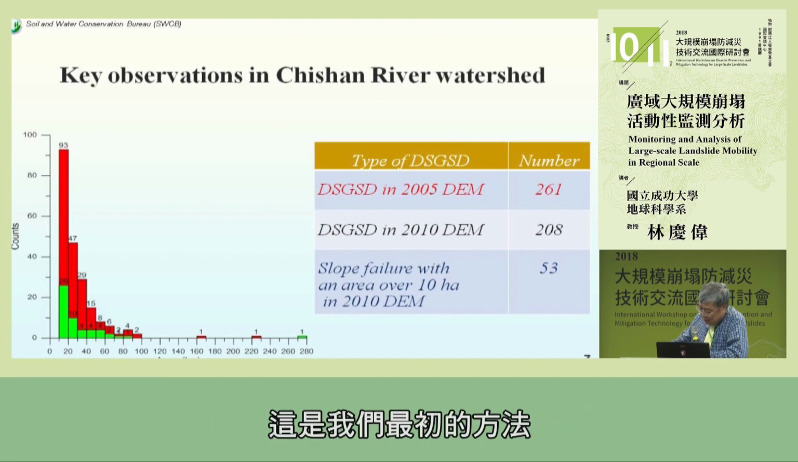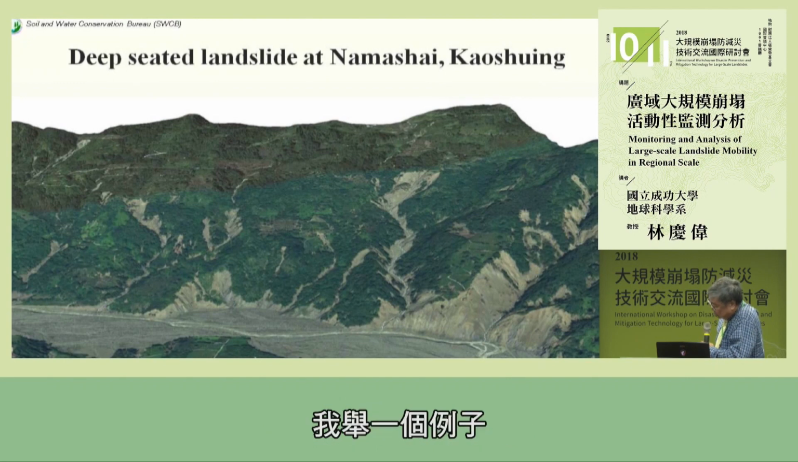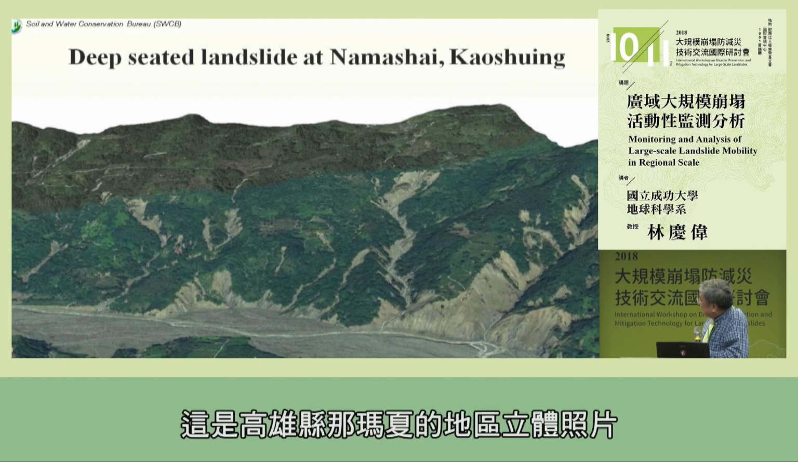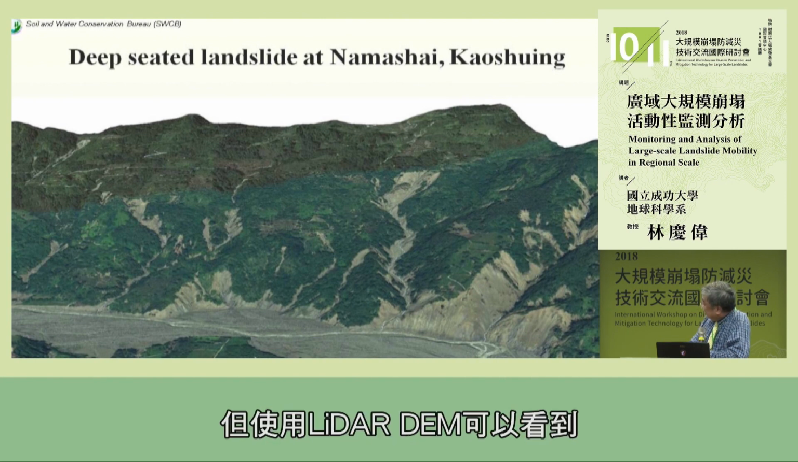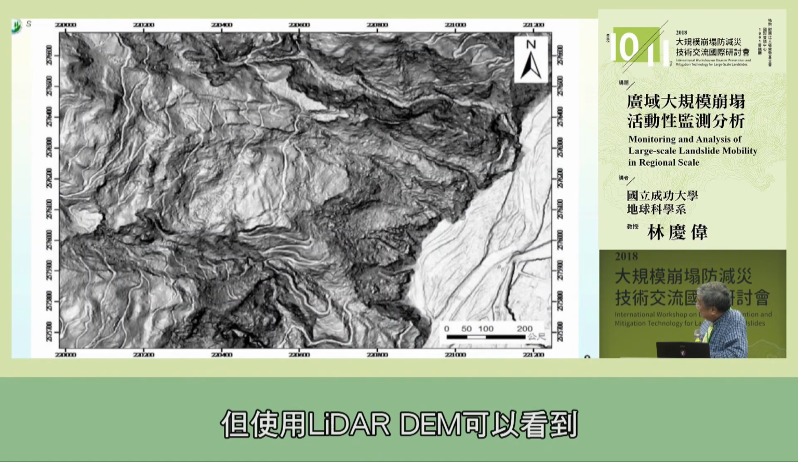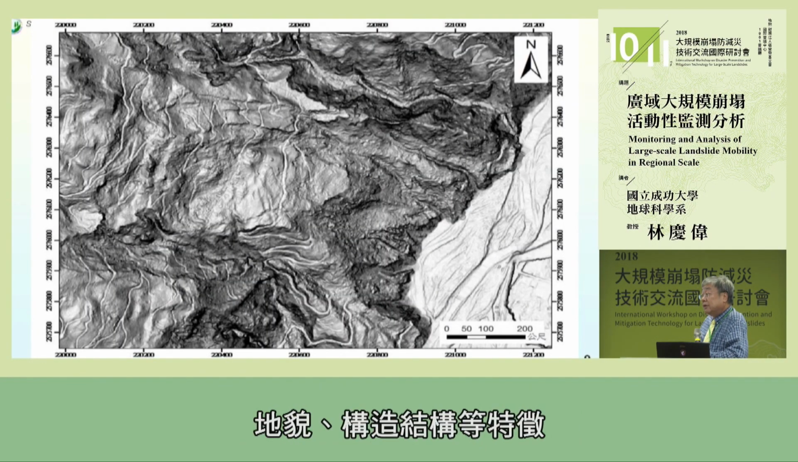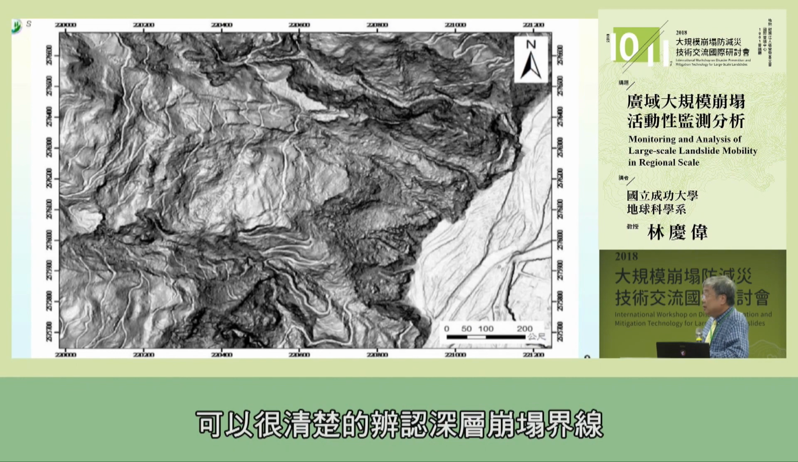That's the approach we first try to take. So I show one example. That's a 3D aerial photo at Namasha of Kaohsiung County, where it is very difficult to identify deep-seated landslides. However, using LiDAR DEM, we can see the morphotectonic structure, and it's quite clear to identify the boundary of the deep-seated landslide.